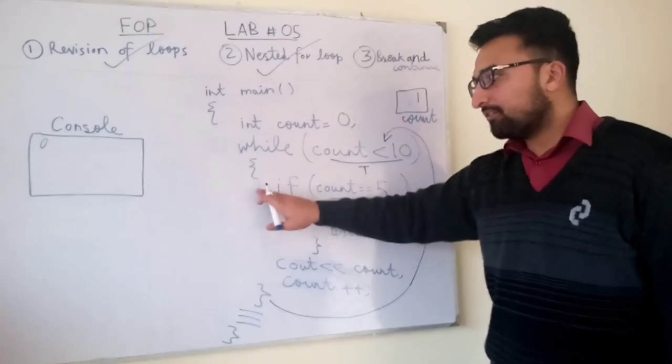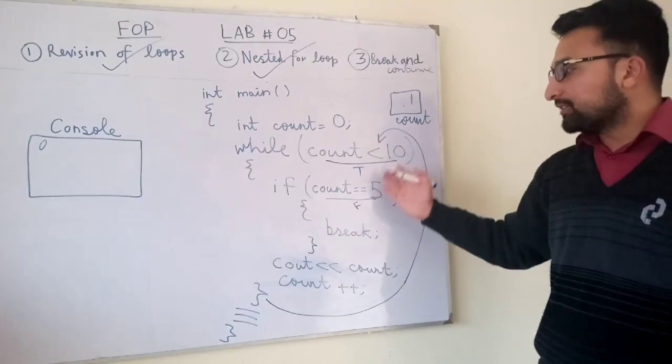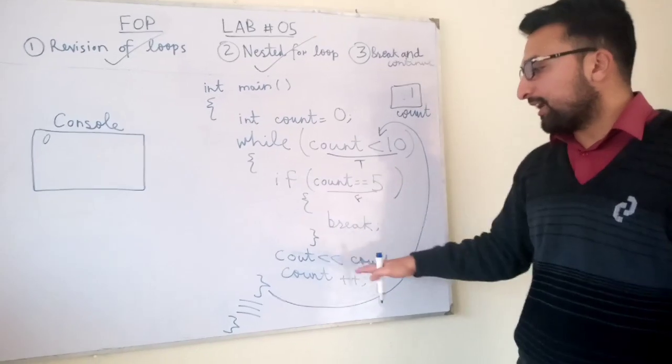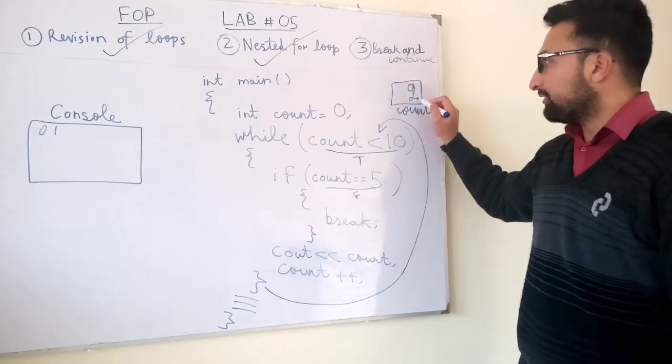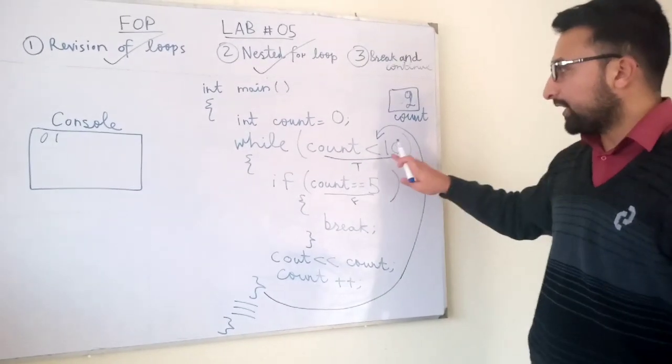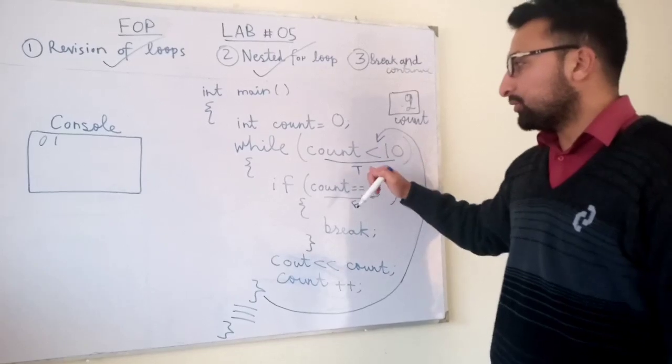It will come inside the while loop. Count is equal to 5 is a false statement, so it will skip these brackets, and again it will print 1 on the console. Count will become 2 now after the count plus plus, go back again. And this count will be checked. 2 is less than 10 is a true statement.